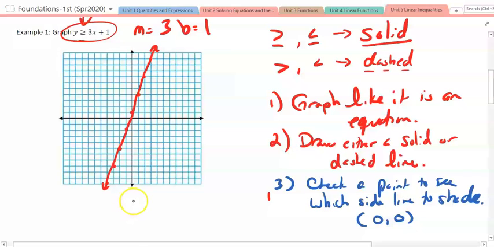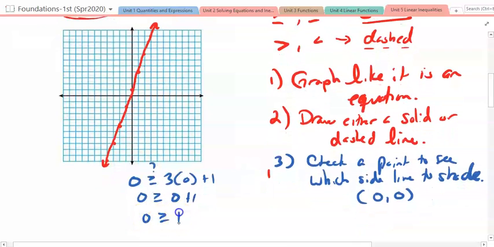And so watch what happens when I plug in 0, 0. I'm going to get 0. Is that greater than or equal to 3 times 0 plus 1? Well, 3 times 0 is 0, so is 0 greater than or equal to 0 plus 1? So the question is, is 0 greater than or equal to 1? The answer to that question is no. 0 would actually be less than 1. So where the origin is, which would be right here, just beneath my line, that point does not work. And so that point, again, is either to the right or below the line, depending on how you're thinking about it.